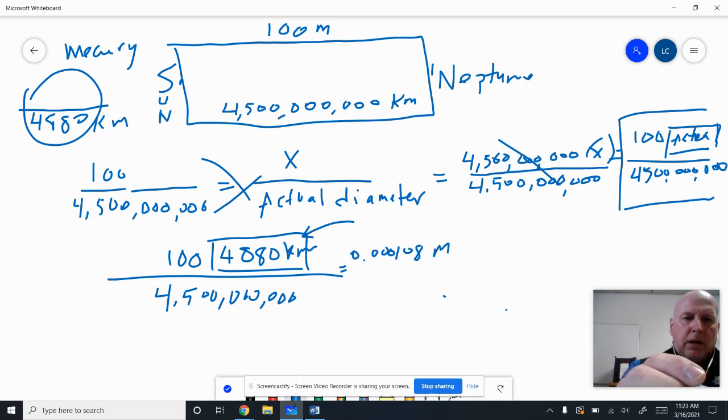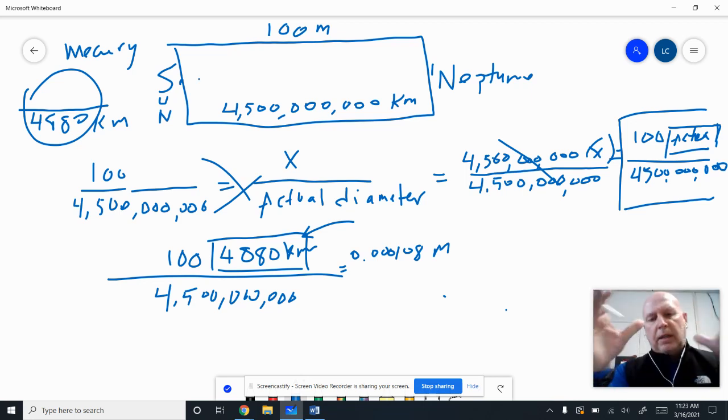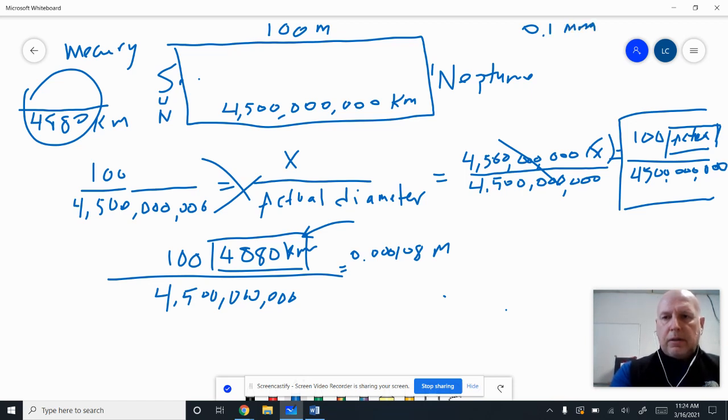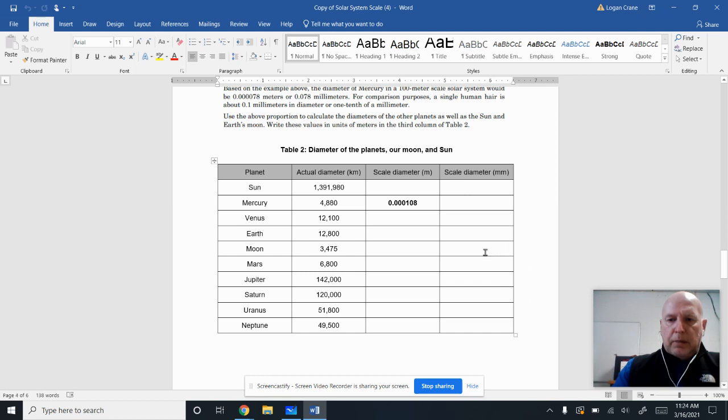So whenever I find Mercury, say Mercury is right there, whenever I find my object, it would be in the same scale, in the meters kilometer scale. It would be 0.000108. Now that's really tiny. The smallest that the human eye can see is 0.1 millimeters. That is much smaller than the human eye can see. We're going to determine how many millimeters that is by looking at our scale.